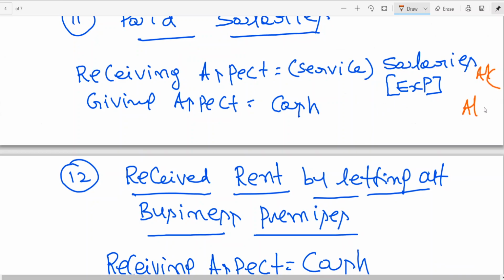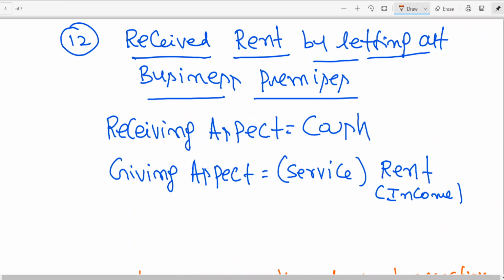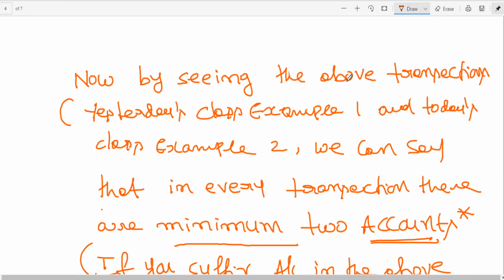A by C is nothing but account. Now, by seeing the above transaction, yesterday's class example 1, since I don't have yesterday's class, for yesterday's class example also, those you have copied down, you put A by C for all to account.